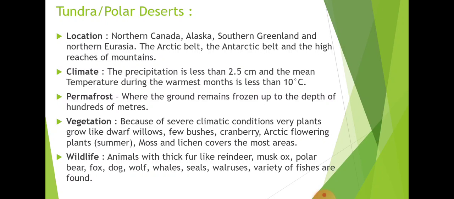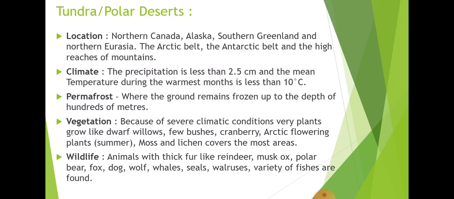Now starting with the location: northern Canada, Alaska, southern Greenland, northern Eurasia, the Arctic belt and Antarctic belt, and the high reaches of the mountains. So these are the regions, like northern Canada, Alaska, southern Greenland, and northern Eurasia. These are found near the Arctic Circle, and also near the Antarctic circle, and in the high reaches or high altitudes of the mountains.